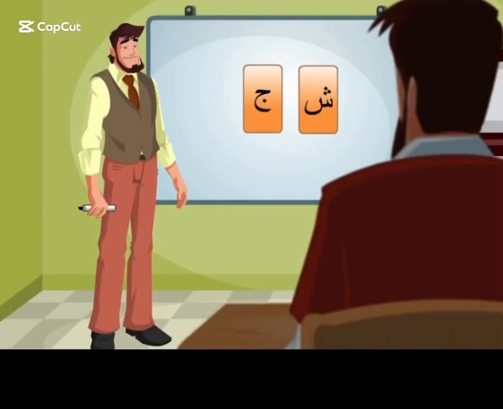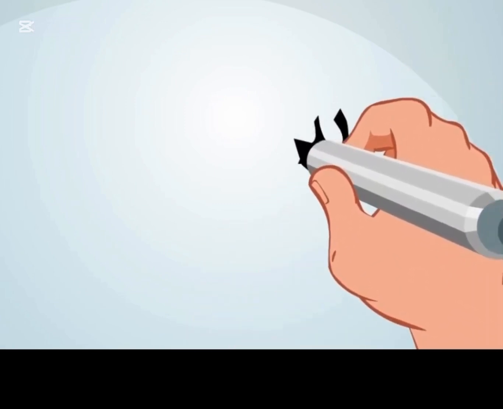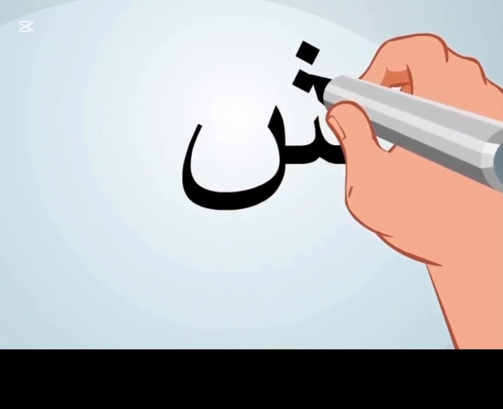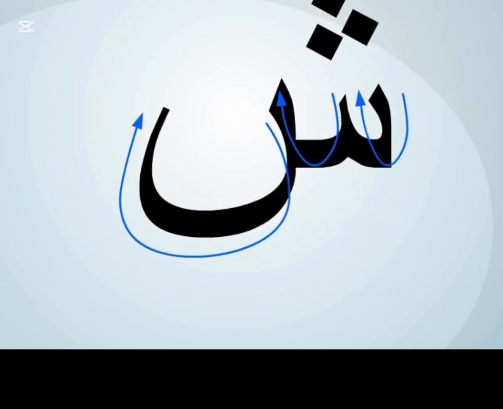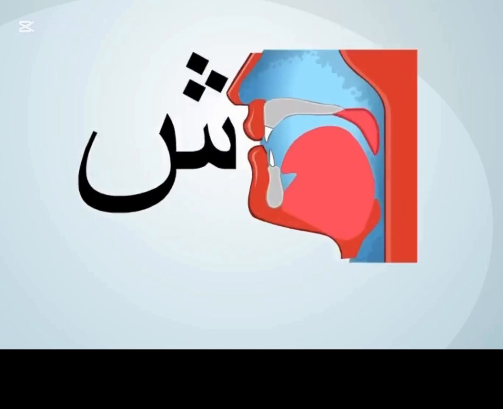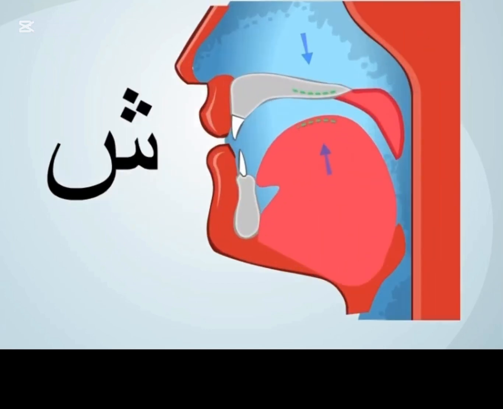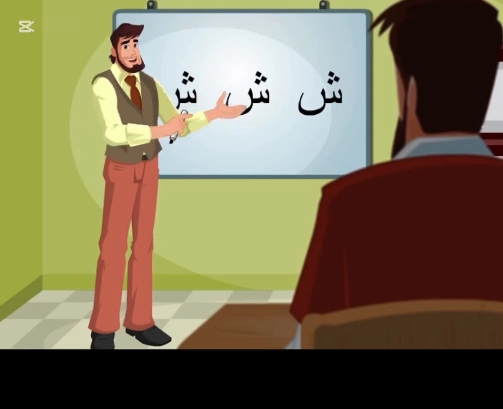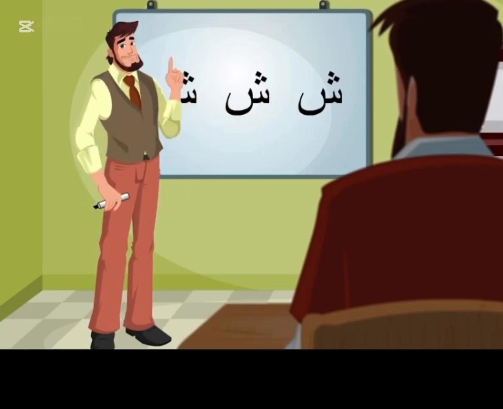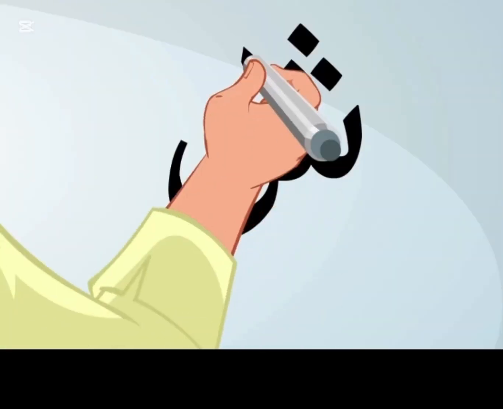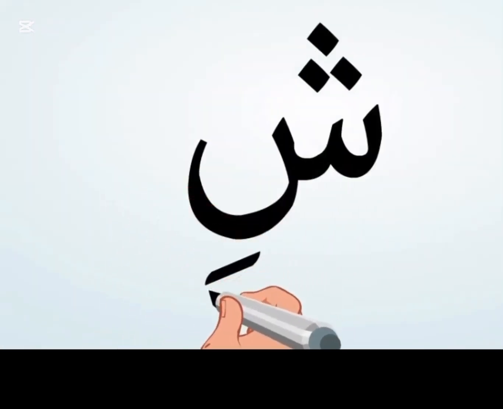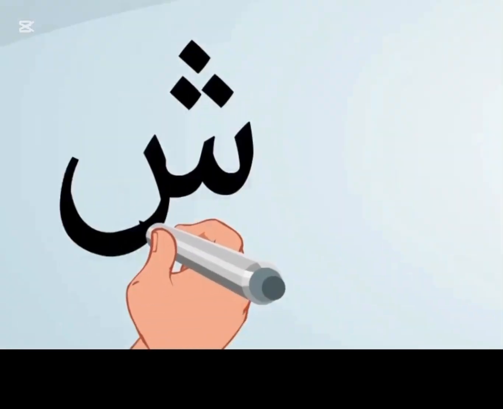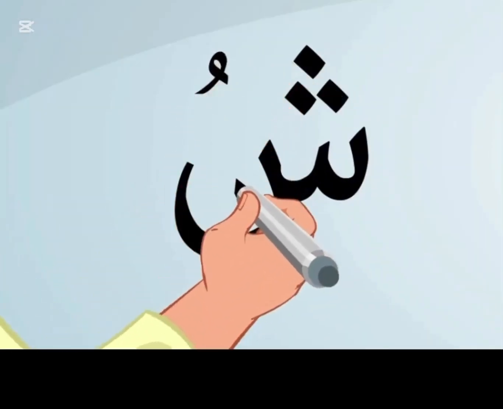Sheen. This is how we write it. How to pronounce the letters with short vowels: Fath, Kasr, and Dam. Sha, Shi, Shu.